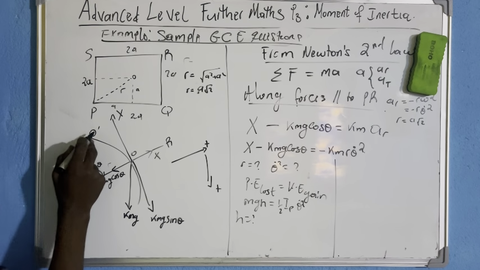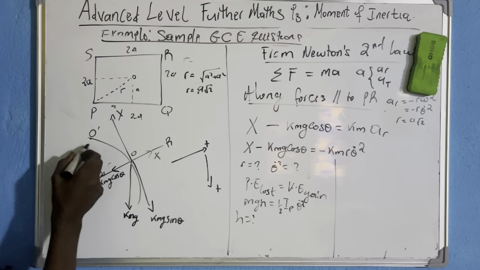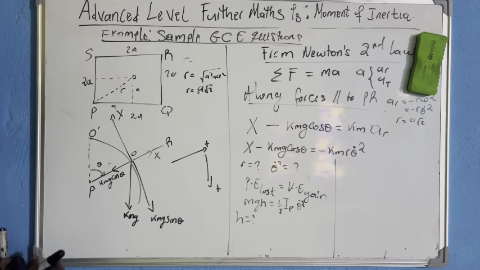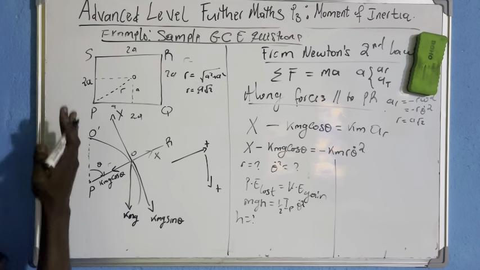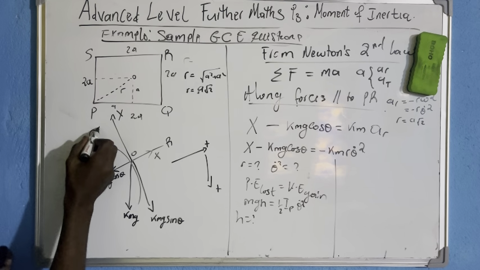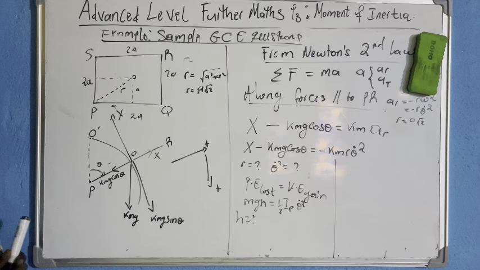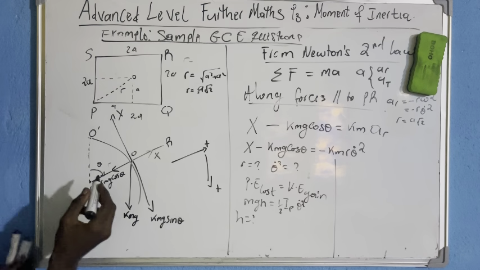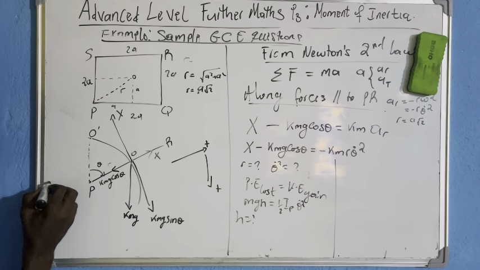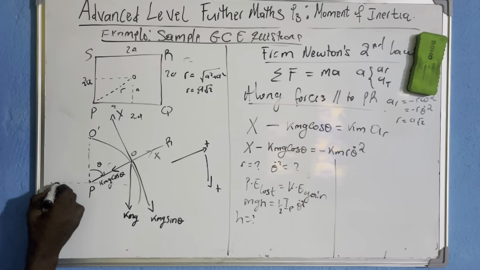Look at the initial position of the center of mass, this is it. When PO was up and straight, this is the initial position of the center of mass, and this is the final position. I named the initial position O prime and the final position O. Then you see that there is a loss in height from this position. Let's take this as our reference line.